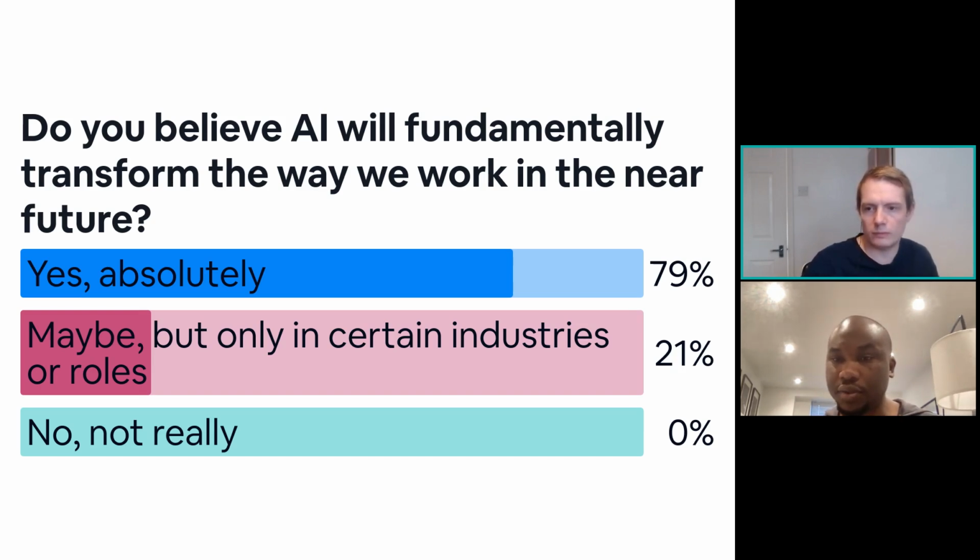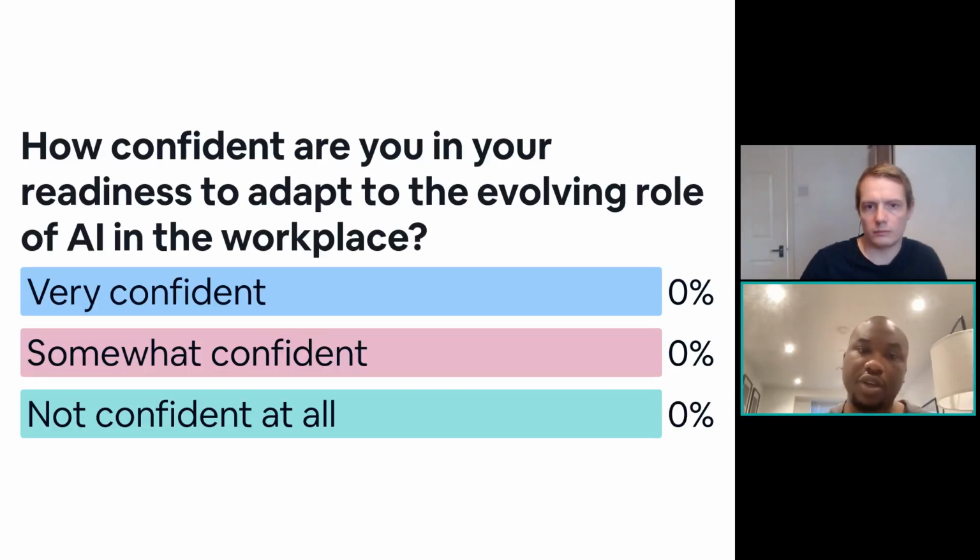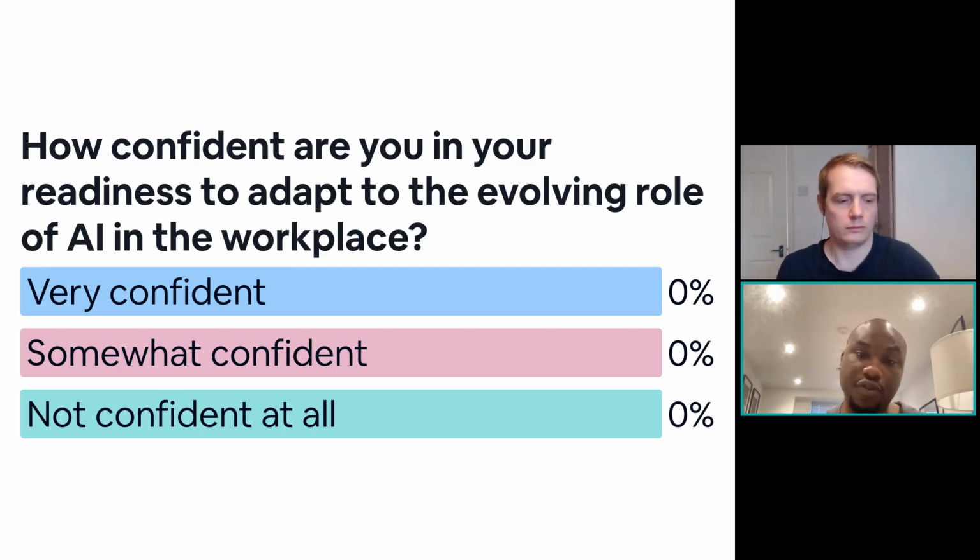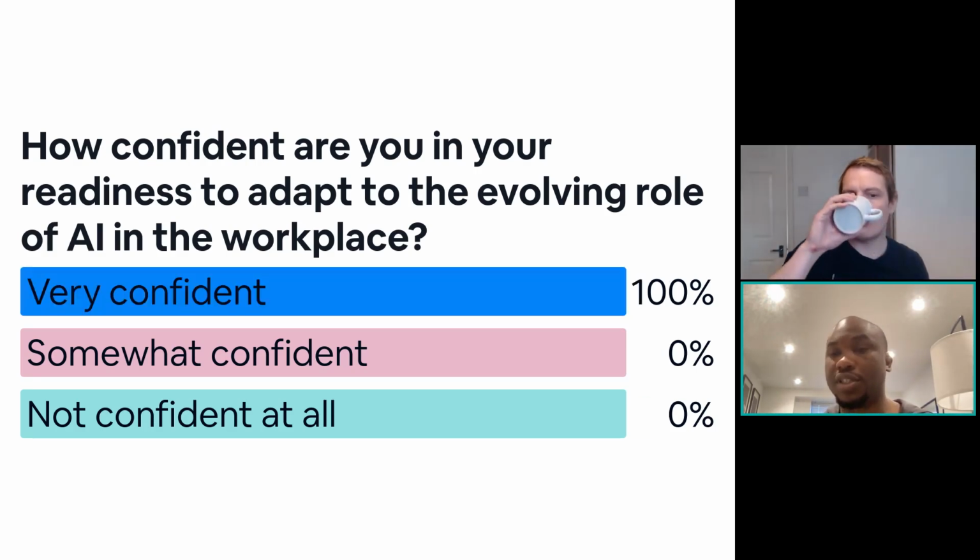I'm going to take the second and final one. Please let me know if you can see it up on the screen. It reads: how confident are you in your readiness to adapt to the evolving role of AI in the workplace? As Darren said, some people are quite confident to use it, and some people are just scared of what they do not know just yet.